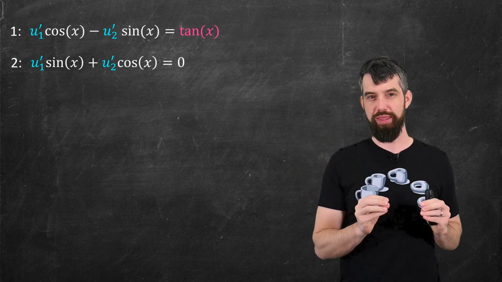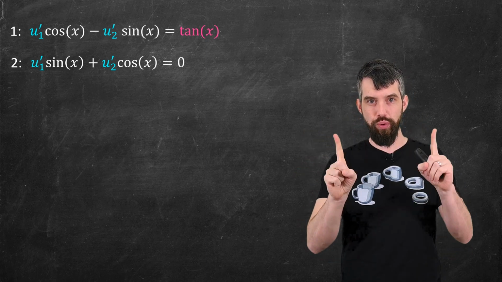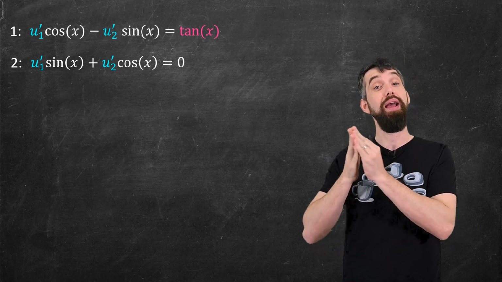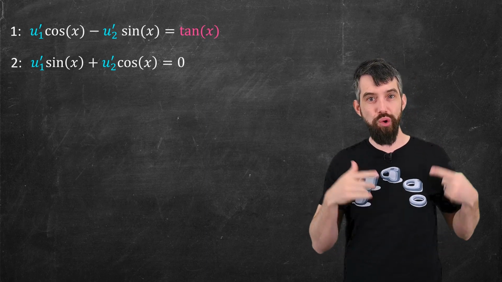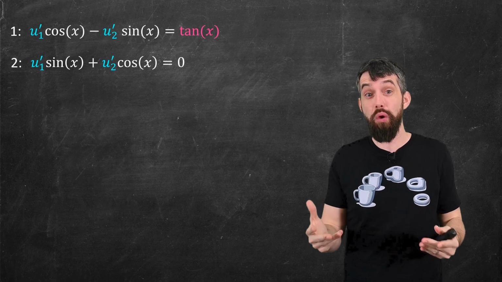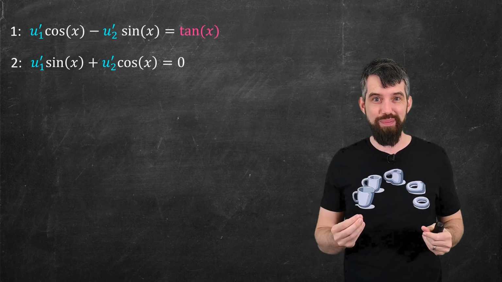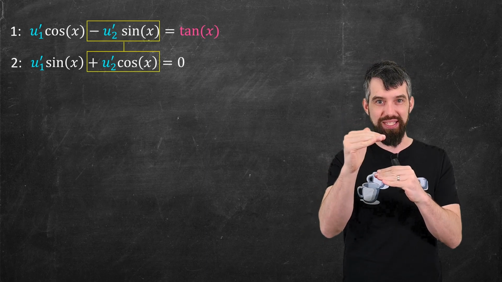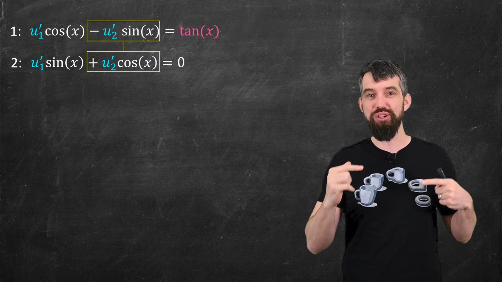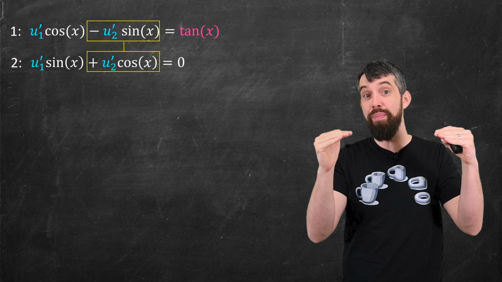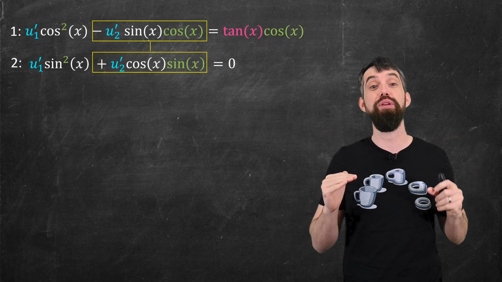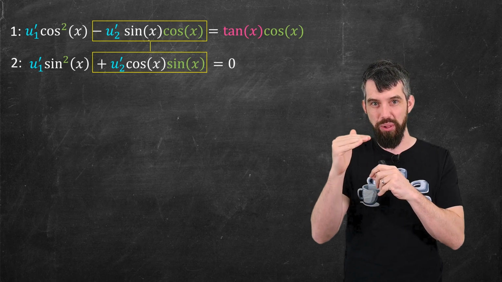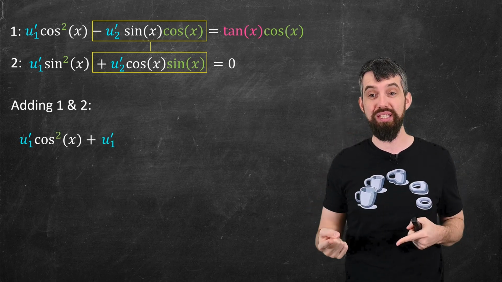And now when I look at this, I have a system of two equations in two unknowns, u1 prime and u2 prime. So there's some hope here that I can solve this. And indeed, I can, because if I notice these two terms, there's a minus and a plus. They both have a u2 prime. And so what I'm going to do is I'm going to take the top equation, multiply it by cosine. The bottom equation, I'm going to multiply it by sine. So now those two terms are identical. So when I add them, because of the difference in sign, they go away.